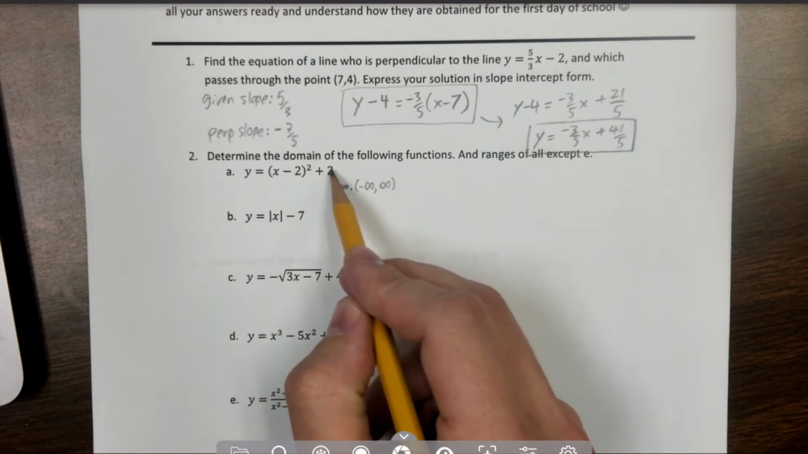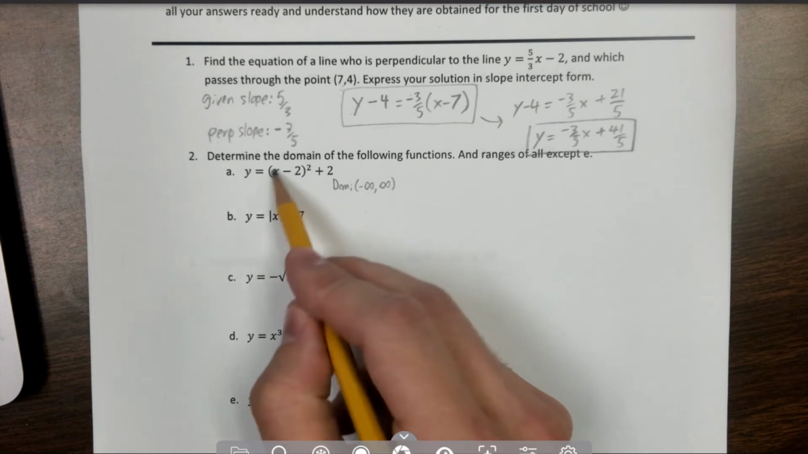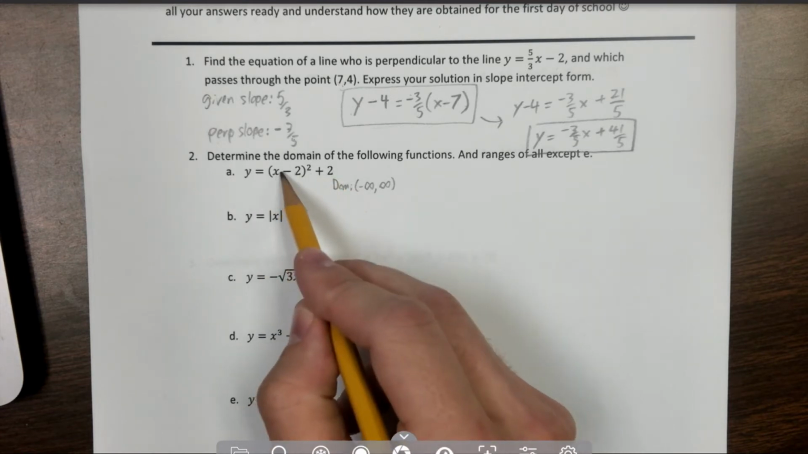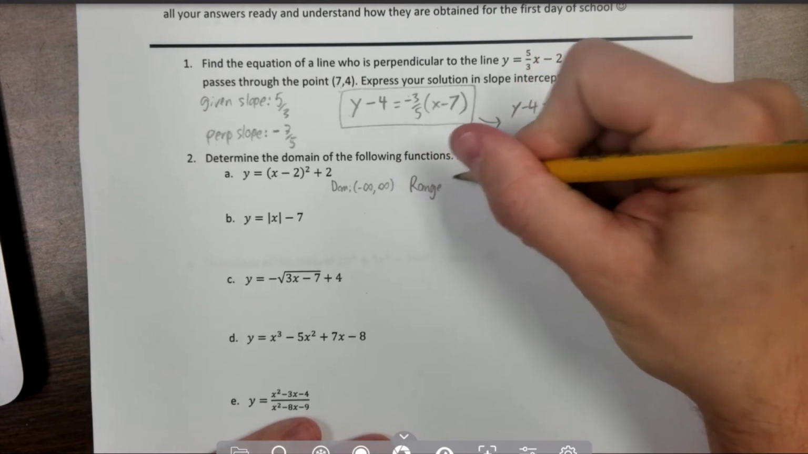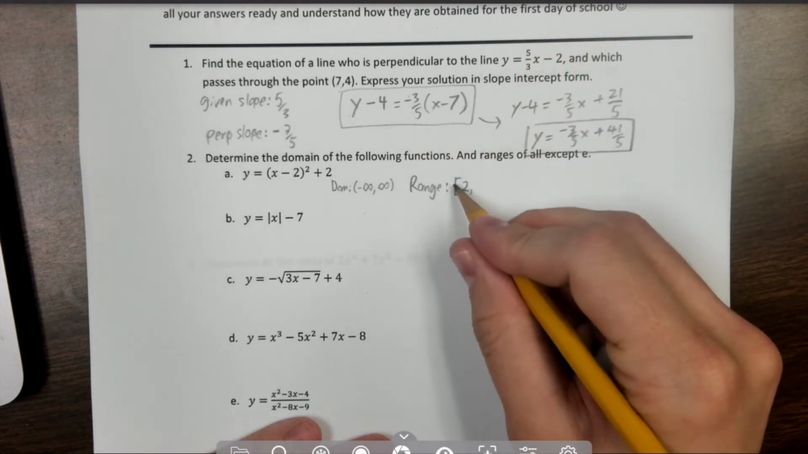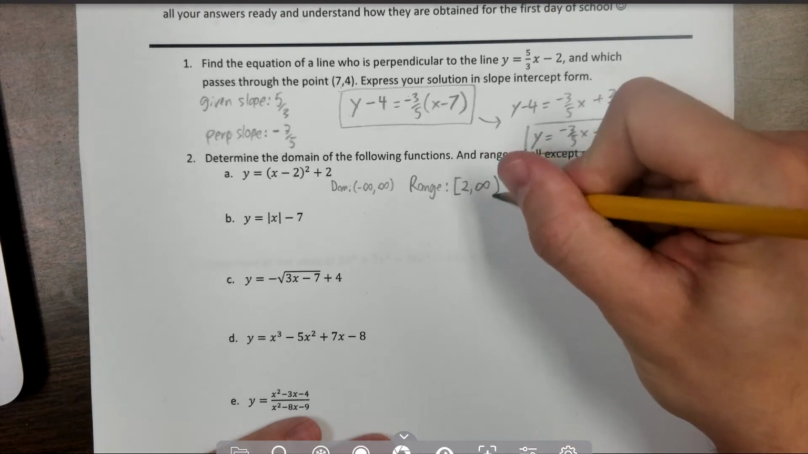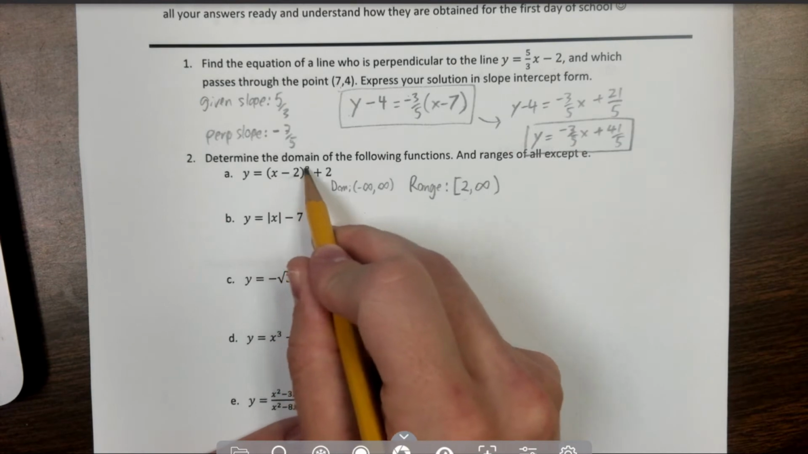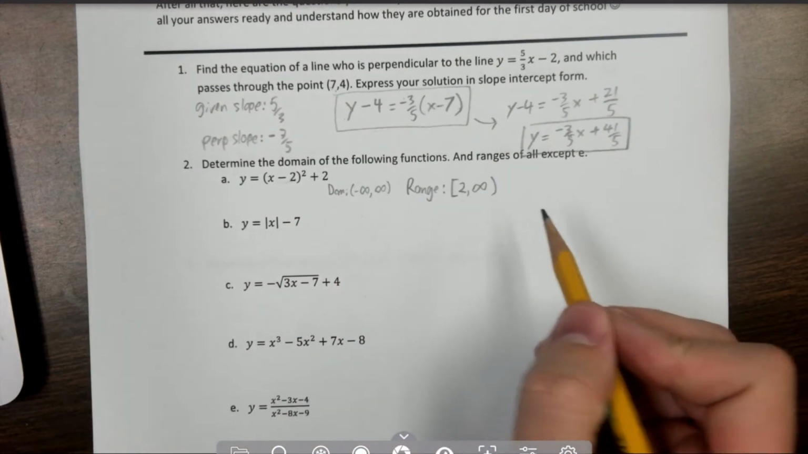So what does that mean we can get for our range, for our y values? That means I can only get 0 plus 2 or any positive number plus 2, which means my range is [2, infinity). That's the lowest I can go, and we use a bracket because I will touch 2, all the way up to infinity, because I can always add a positive squared number to 2, but I can never go below 2. All right, so that's domain and range.